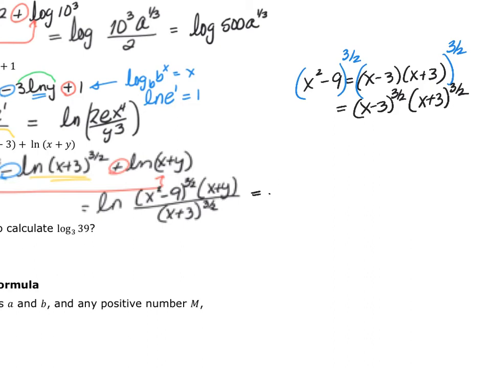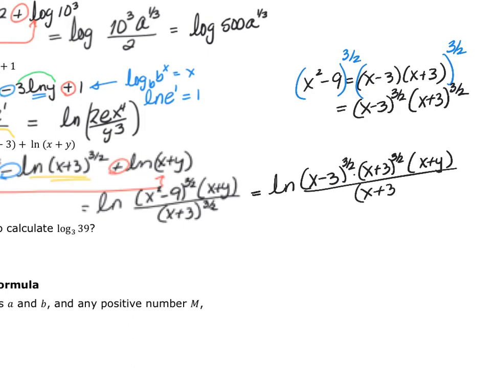So my numerator expands out, and I'm going to do this so that I can cancel with the denominator. So x minus 3 raised to the 3 over 2 multiplied by x plus 3 raised to the 3 over 2, multiplied by x plus y, all divided by x plus 3 raised to the 3 over 2. And again, I'm doing this so I can cancel those two terms out. So my final answer is the natural log of x minus 3 raised to the 3 over 2 multiplied by x plus y. And that's my final answer.